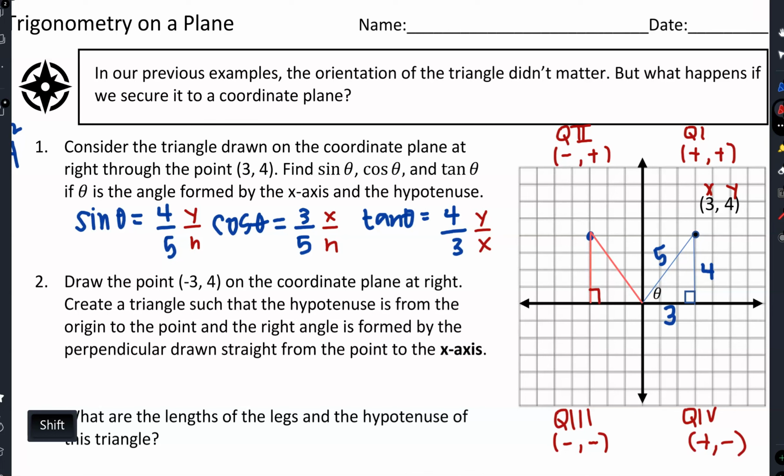I think in the next one we talk about alpha, so let's call this my angle alpha that it creates there. So what are the lengths of the legs and the hypotenuse of this triangle? This leg is going to be -3. It is a -3 distance because I'm on the -3 side of the x-axis. And then it's still going to be a +4, and my hypotenuse is still going to be a 5.